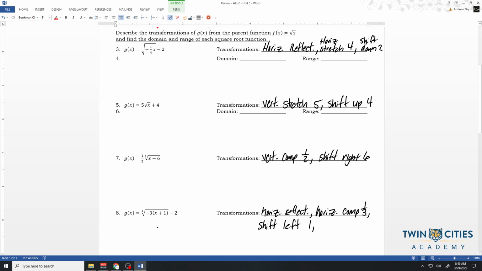And finally, minus 2 at the very end. This is going to be a vertical translation. These are intuitive. I'm going to shift down 2.